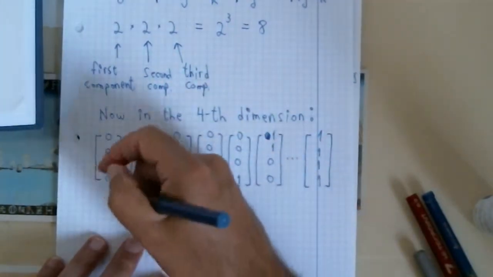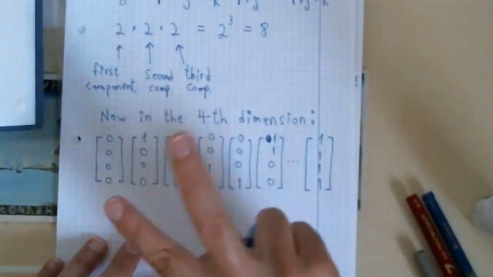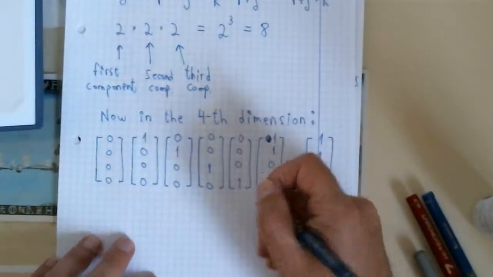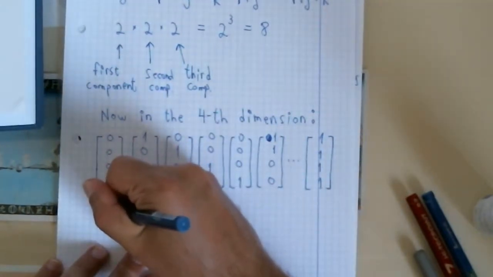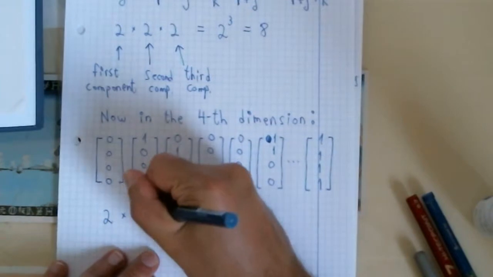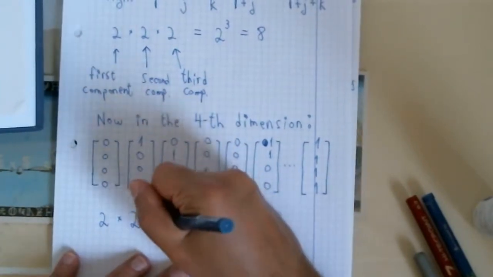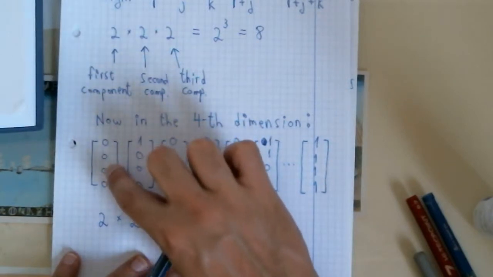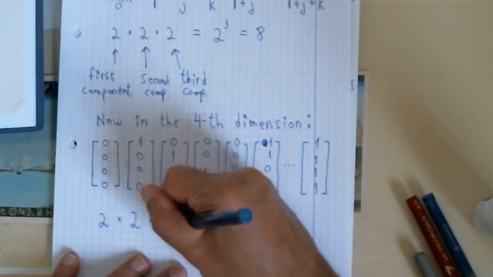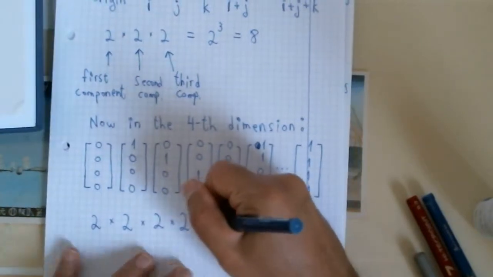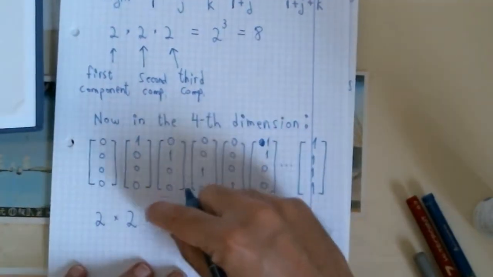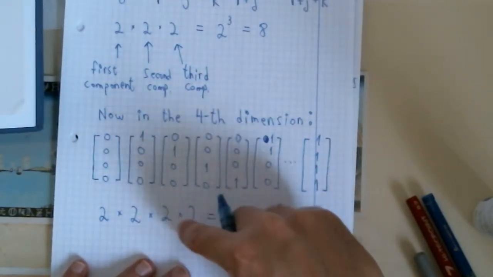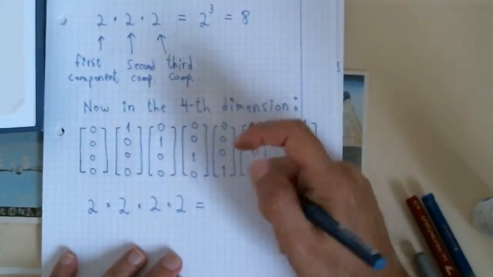Each component can have 2 alternatives, 2 options, either 0 or 1. So the first component has 2 options times the second component has 2 options times the third component. Okay, first component, second component, third component, fourth component. Each one of them can be either 0 or 1. In total we have how many combinations?